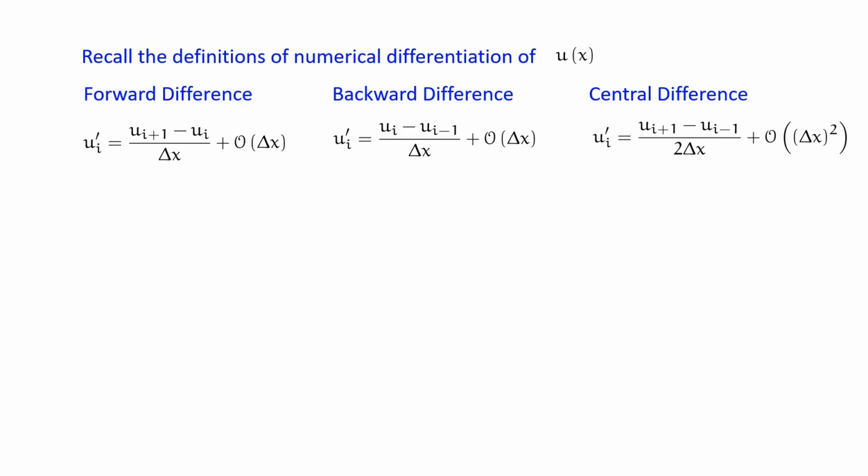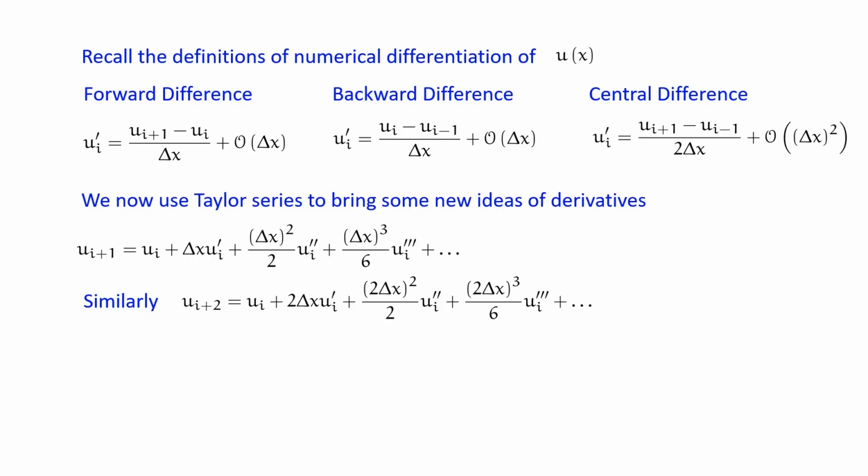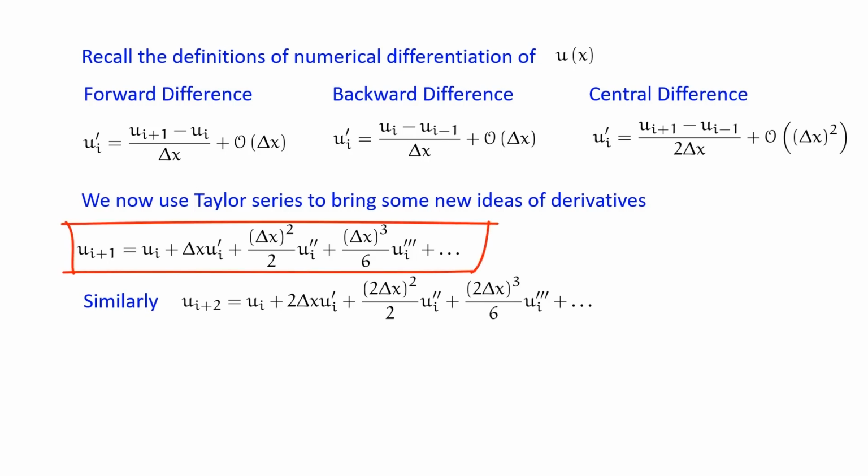Now let's say, just for fun, we want to create u prime i in terms of u i plus 1 and u i plus 2. How can we do so? We use Taylor series and we expand u i plus 1 as u i plus delta x u i prime plus delta x square by 2 u i double prime plus delta x cube by 6 u i triple prime, etc.